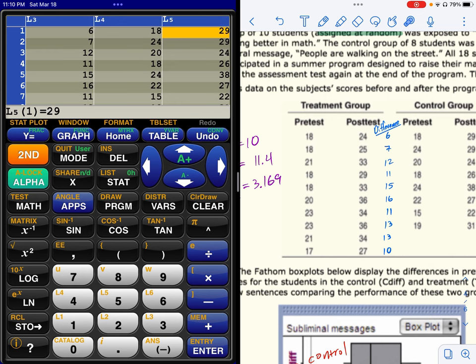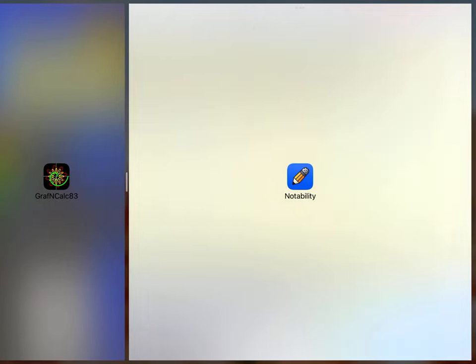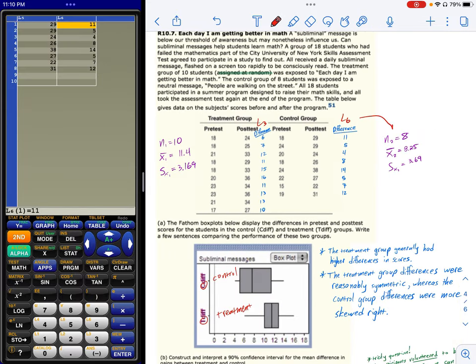And then over here on list 4 and 5, I have the control group. There's only 8 in this group. So on list 6, I can do list 5 minus list 4, and it does the math for me. So now I've got list 3 and L6 in my calculator. That's the only data I need. And I'm going to do one variable stats.